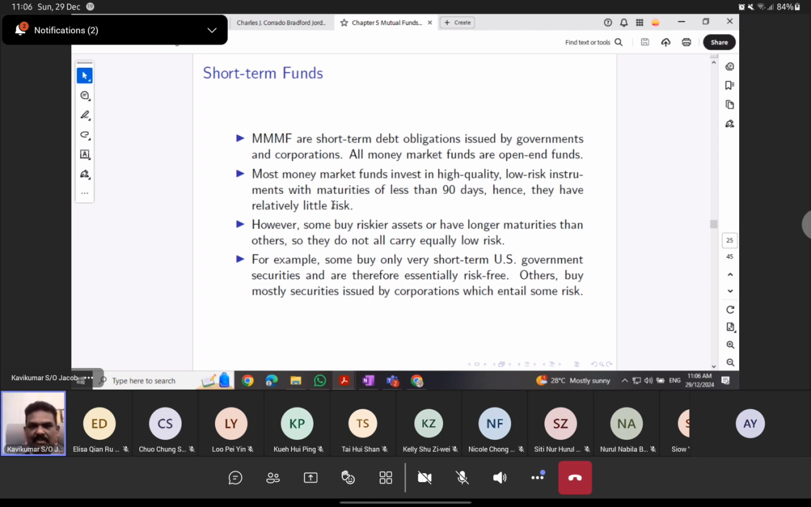So short-term funds are what? A low risk instrument, and the maximum maturity period is 90 days, meaning 3 months. However, some buy riskier assets or have longer maturities than others, so they don't carry equally low risk. For example, some buy very short-term US government securities and are therefore essentially risk-free. Others buy mostly securities issued by corporations, which entail some risk.